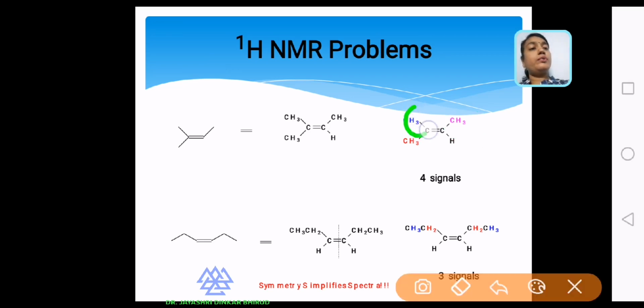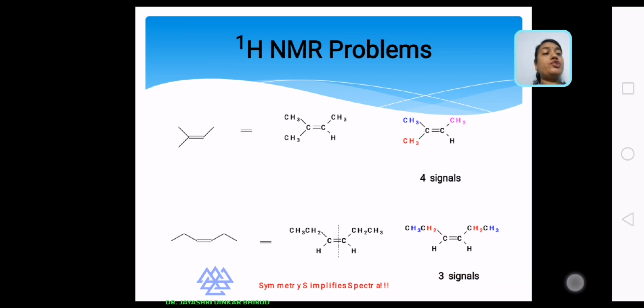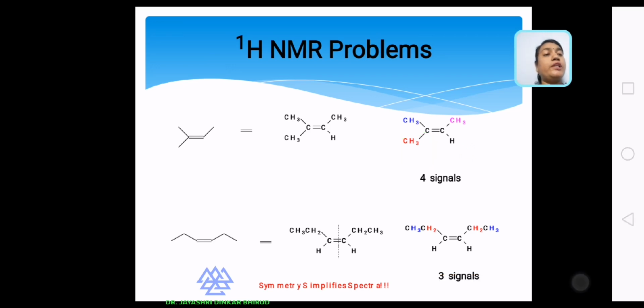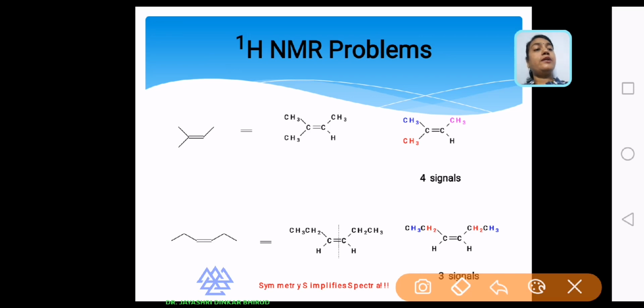Next one CH3 group is the trans CH3 group, corresponding to this hydrogen. This one CH3 group is the cis CH3 group, corresponding to the hydrogen. So in this way, all these three CH3 groups are in different chemical environments. Therefore, the number of signals in this example is 1 for this CH3 group, 2 for this CH3 group, 3 for this CH3 group, and the 4th one for this CH proton. So the total number of signals is 4.